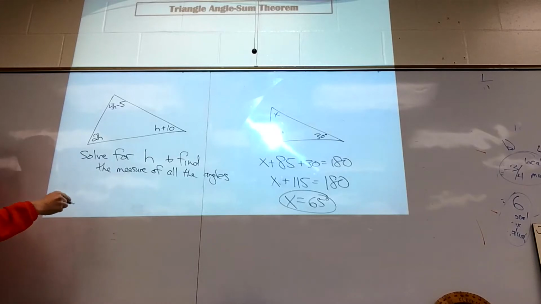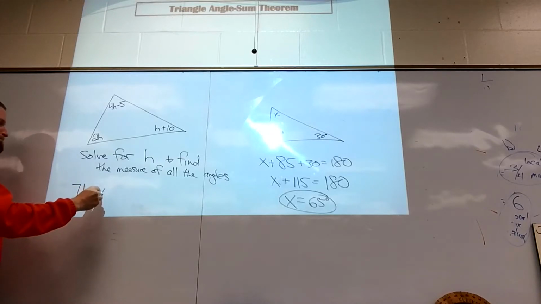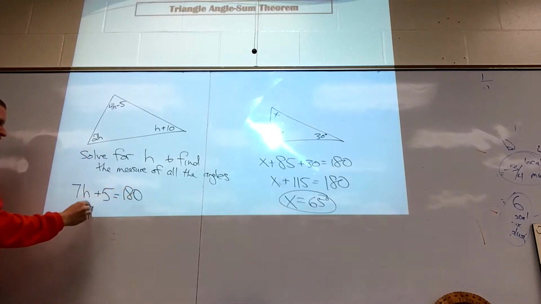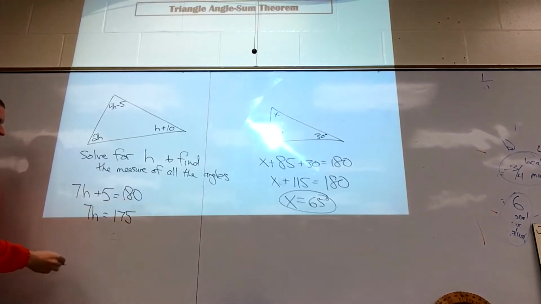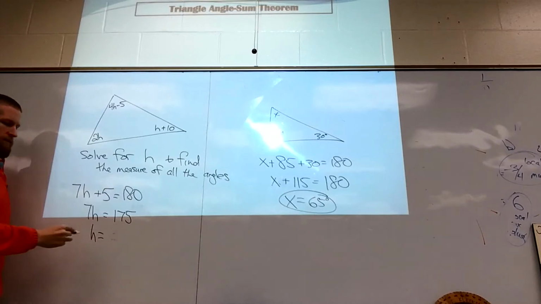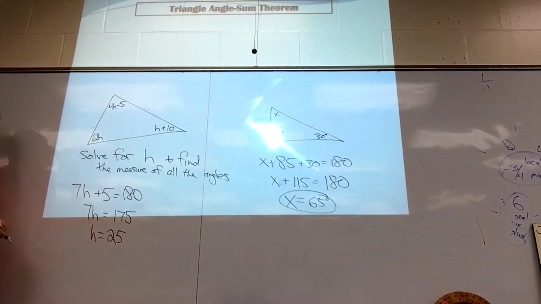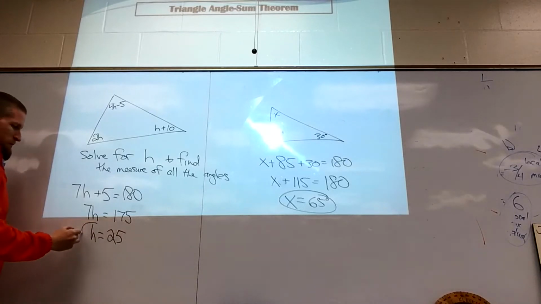How do you do it? You add them up: H minus 5 plus 2H plus H plus 10 equals 180. Okay, so 7H minus 5 plus 10, that's plus 5, equals 180. H is what? 25. Does it really work? Yeah. I think it works.